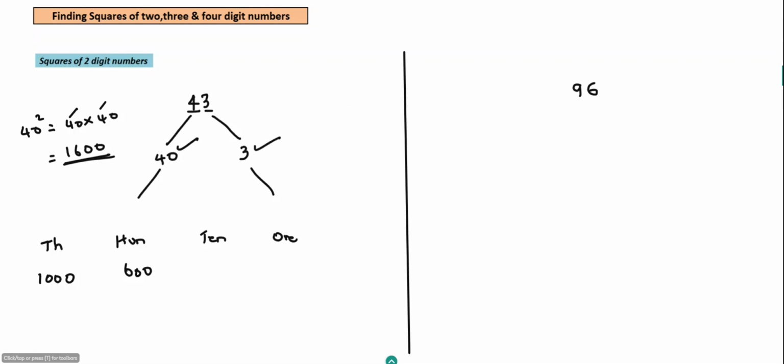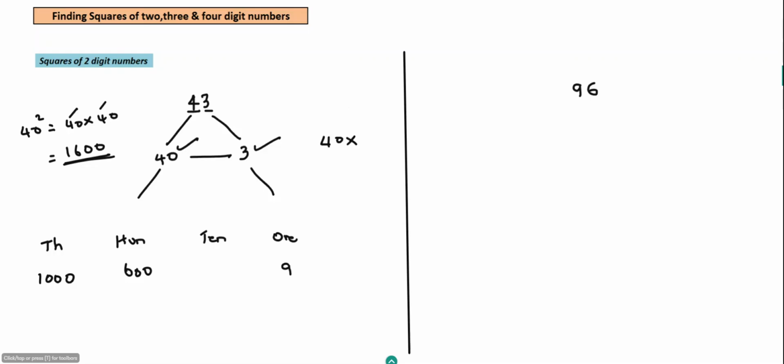Then similarly, we have to find the square of 3, which is 9. So we can write that under the ones column, 9. So in the first step, we have to find the squares of these two numbers, which we have completed. And then in the next step, we have to find the product of these two numbers and then double it.